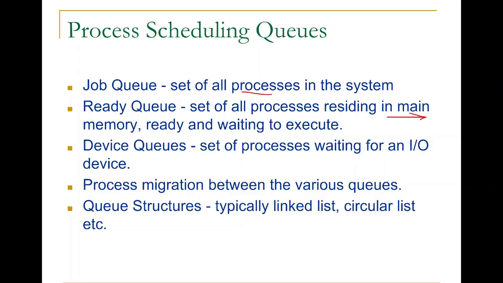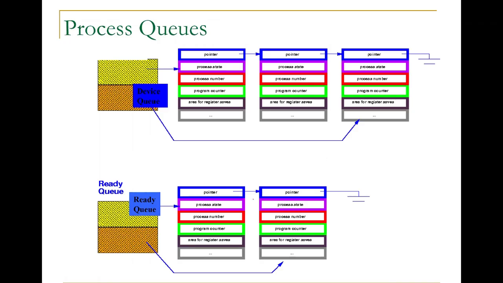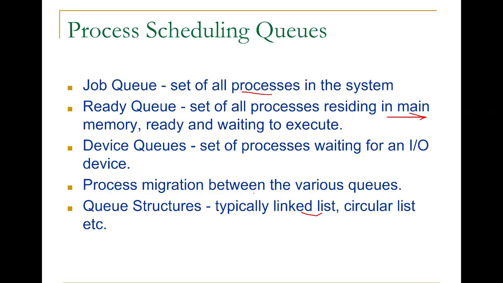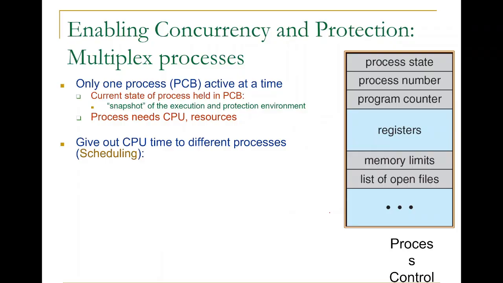Process migration between the various queues is possible, as I have shown you earlier, because they are moving from one state to another. These queue structures are usually made up of linked lists. For example, if you see here, we have a linked list that controls each of these registers. All right, they are all linked to each other here. We also use circular lists and other lists, and those are some of the list structures being used there.